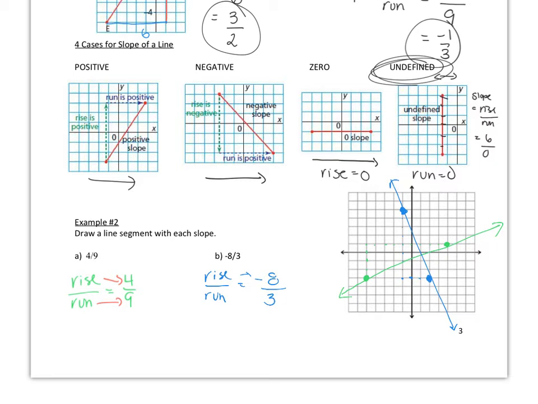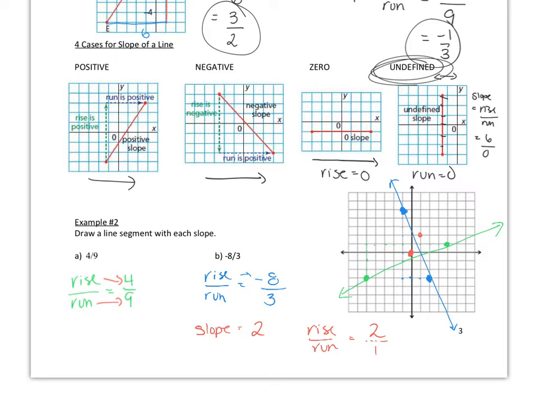Now, what happens if I would have given you just a whole number? Let's say the slope equals 2. Well, rise over run is equal to 2. 2 is technically over 1. So let's just add this to our example. Let's start right at the center here. We need to rise 2 and move over 1.